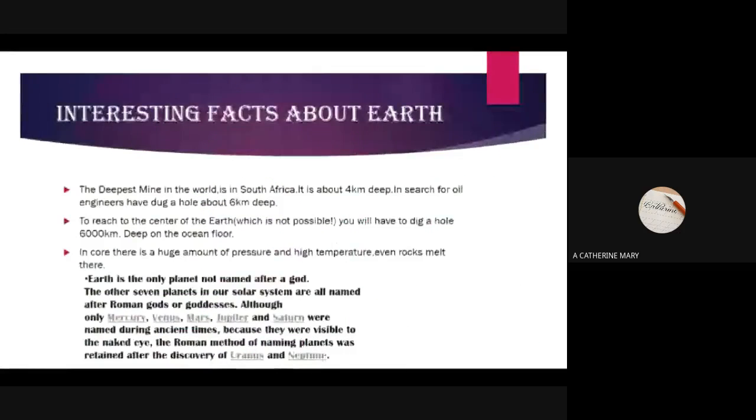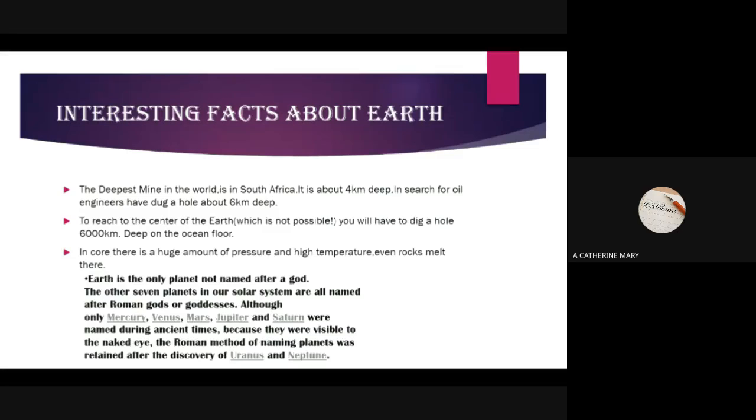Let's see some interesting facts about Earth. The deepest mine in the world is in South Africa. It is about 4 kilometers deep. In search for oil, engineers have dug a hole about 6 kilometers deep. The second fact is, to reach the center of the Earth, which is not possible at all, you have to dig a hole that is 6,000 kilometers deep on the ocean floor.